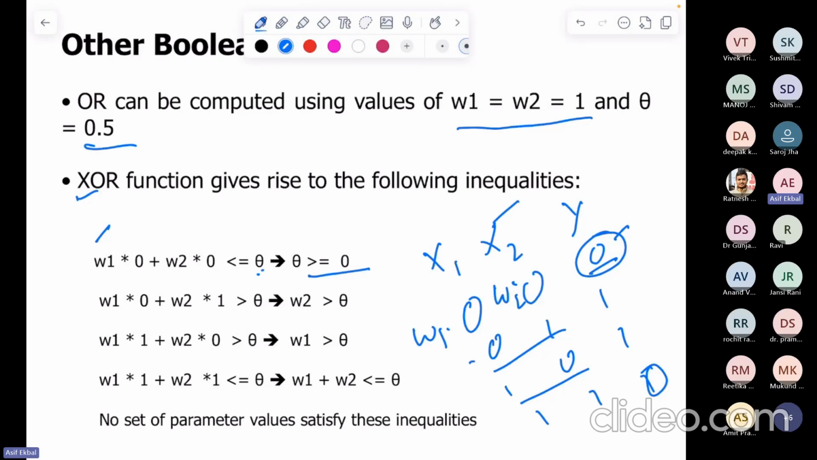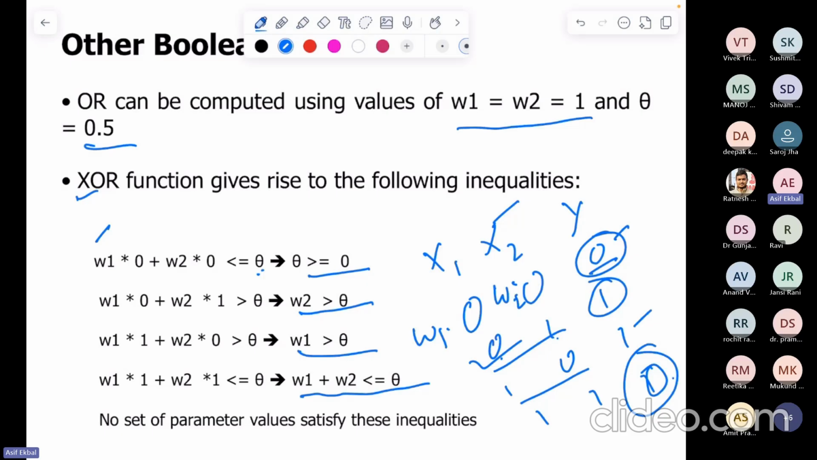Then for the second input, it will be W1 into 0, W2 into 1, and the output is 1, so it will be greater than theta. So W2 is greater than theta. Then for the third one, W1 is greater than theta. This is also 1. But for this last one, you see now it is 0, so it will be less than or equal to theta. So W1 plus W2 is less than or equal to theta.